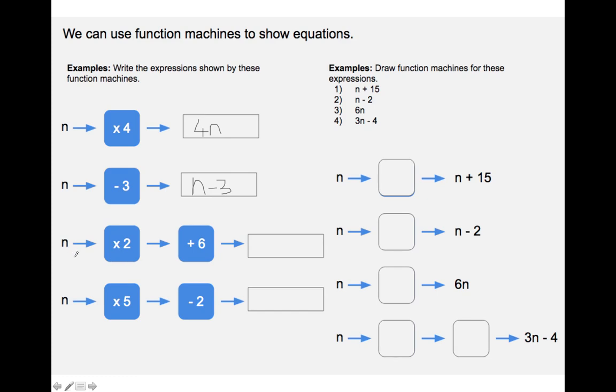I put n into the machine, it multiplies it by 2, and then it adds 6. So first of all, I'm doing 2 times n, which is 2n. We don't use the times. And then I'm adding 6. So add 6. Remember, we always write the number first when we're multiplying a letter. So what will this one be? I've put in an n, I'm going to times it by 5, and then I'm going to subtract 2. Well, n times 5 is 5n, and then I'm going to subtract 2.